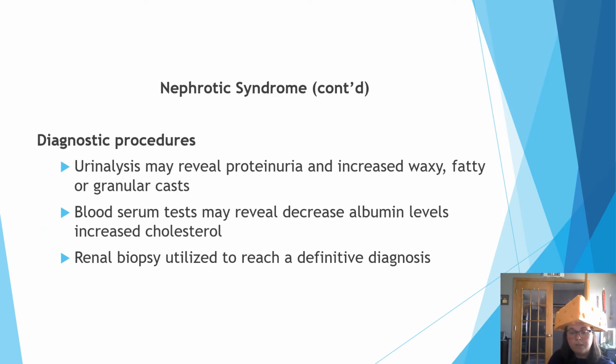All right, being involved in the urinary process, a urinalysis can be used in the diagnosis of nephrotic syndrome. It would reveal proteinuria and increased waxy, fatty, or granular casts this time. The blood test would reveal decreased protein albumin levels and increased cholesterol. A renal biopsy would be used to reach a definitive diagnosis.